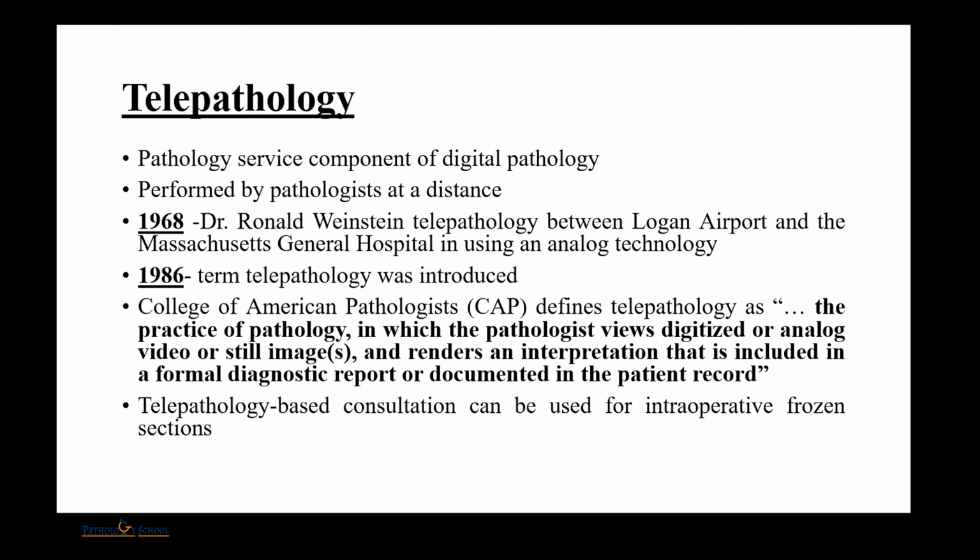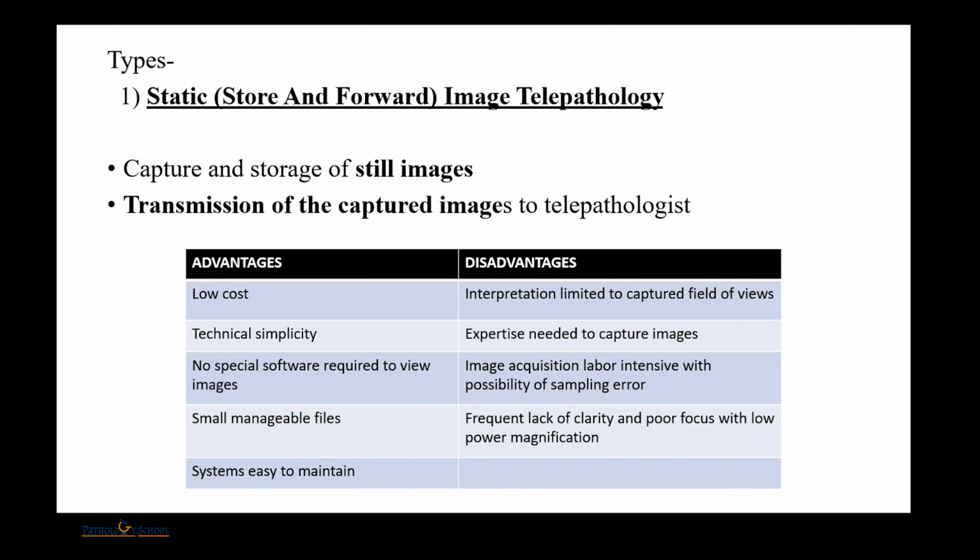So now in telepathology, there are two people involved. One is your telepathologist, and next is your referring pathologist, or if there is no pathologist, an experienced technician. There are two types of telepathology: static and store-forward, and dynamic telepathology. In static, your referring pathologist captures images on his microscope and sends those captured images to your telepathologist.